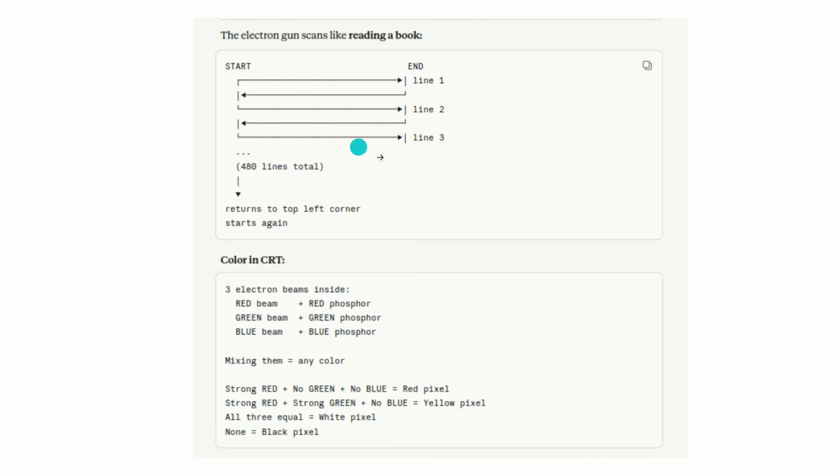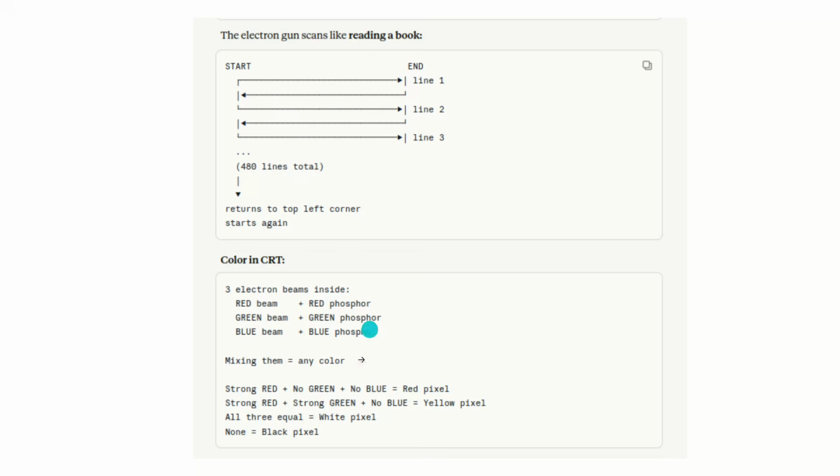Total 480 lines are there. Starting at a line, it scans till the end, then goes back to the start of the next line, like that. This is how it scans each line, all 480 lines. So this cathode ray tube is going to scan each of these lines.